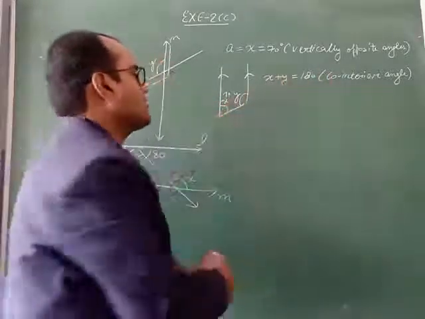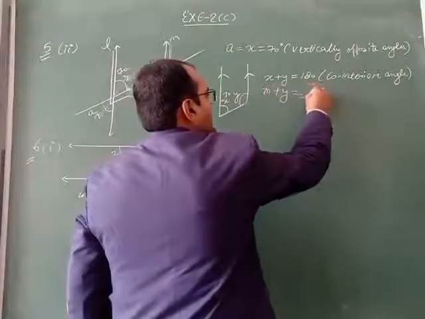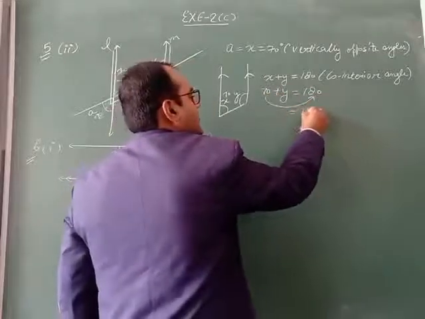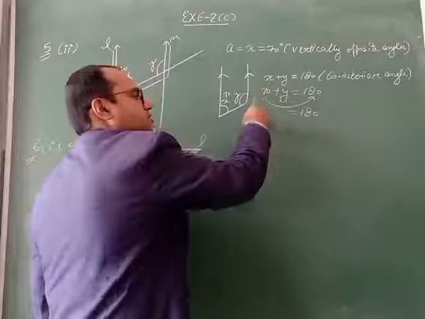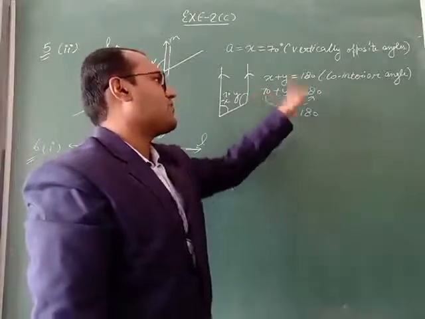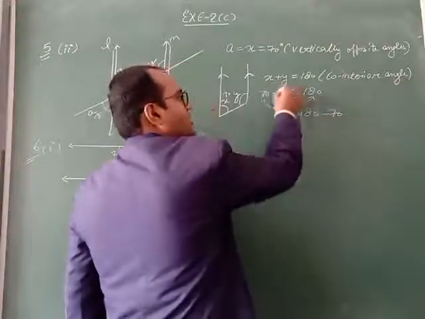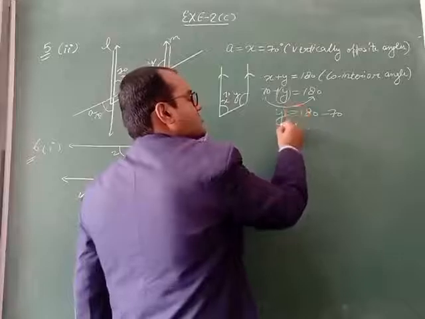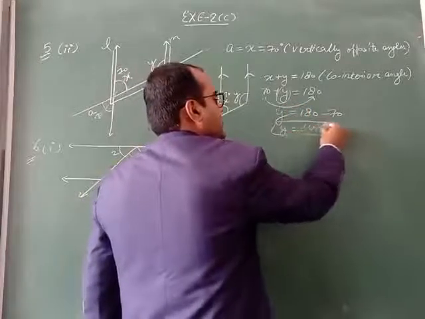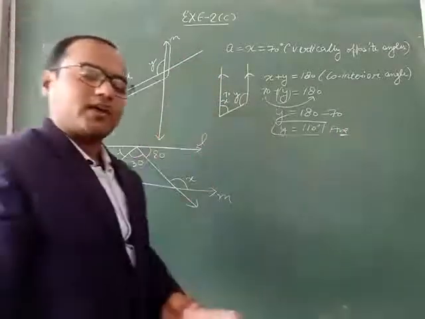Now we will put the x value. x value is 70, plus y is equal to 180. This 70 we will bring to the right hand, so plus 70 will become minus 70. So on the left hand only one thing is remaining, that is y. So y answer is 110 degree. This is your final answer of question number 5, part number 2.